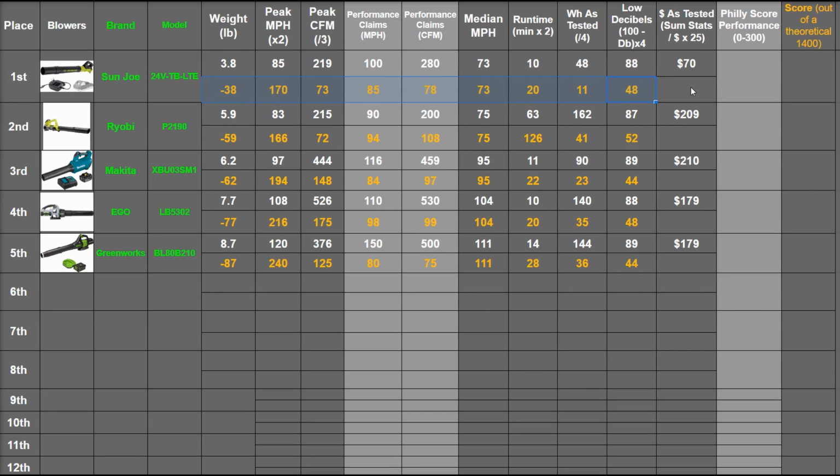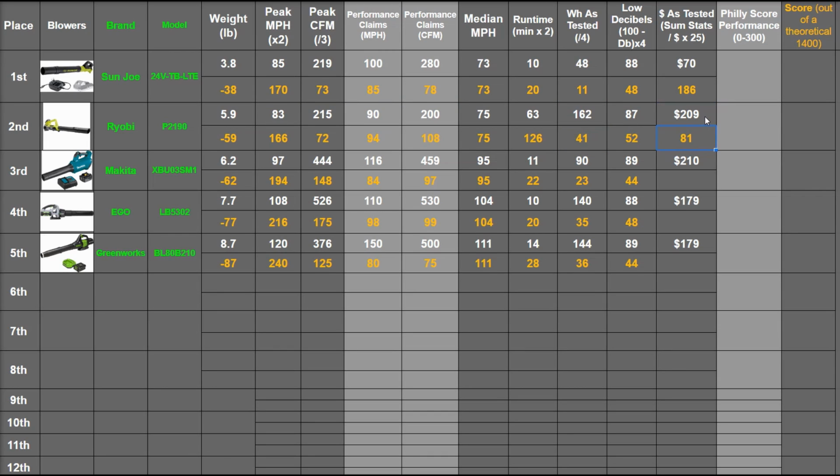The Sunjo is obviously a value proposition, a way to own a cordless leaf blower on a budget. It gets 186 points because its as tested price is only $70, and even if the rest of the figures are not earth-shattering, that's pretty good. The Ryobi becomes quite expensive indeed with that pricey 9 amp hour battery, but it still does do best with it, earning 81 points here.